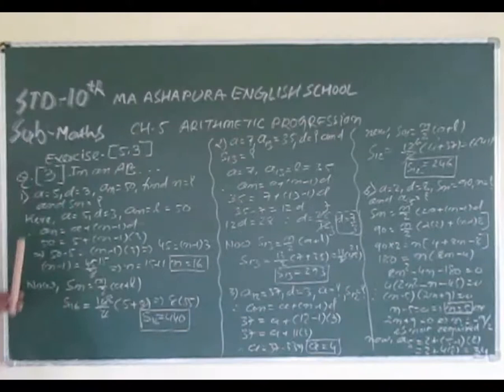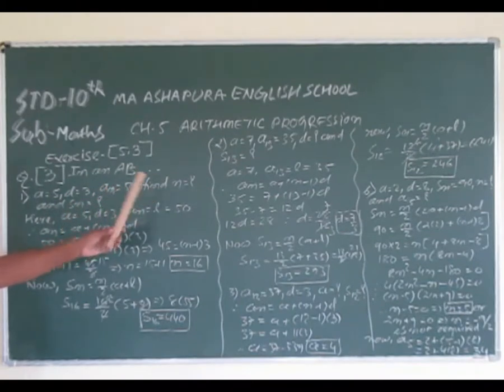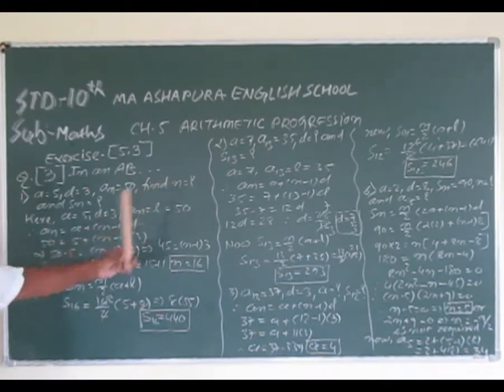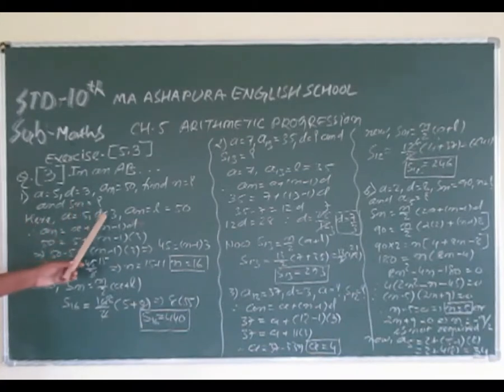Question number 3 is, in an AP, first of all, a is equal to 5, d is equal to 3, an is equal to 50 and find n and Sn. कहने का मतलब है कि यहाँ पर फर्स्ट टर्म a is equal to 5 अवेलेबल है, कॉमन डिफरेंस d is equal to 3 अवेलेबल है, यहाँ पर an जो लास्ट टर्म है which shows 50, an is also equal to l is equal to 50 is called the last term, and we can find n and Sn. So here a is equal to 5, d is equal to 3, an means l is equal to 50.